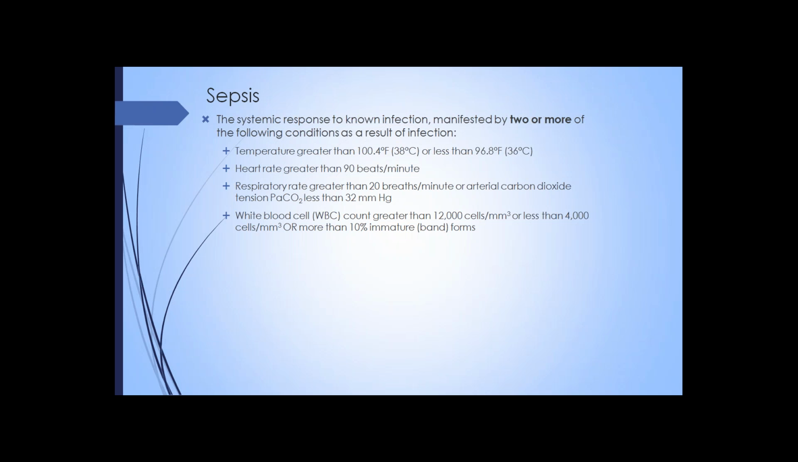Okay? If you have higher white cell levels, eventually you will see immature forms of white blood cells, more than 10% of them, show up. And those are called bands, right? And I associate that to when people go to war.